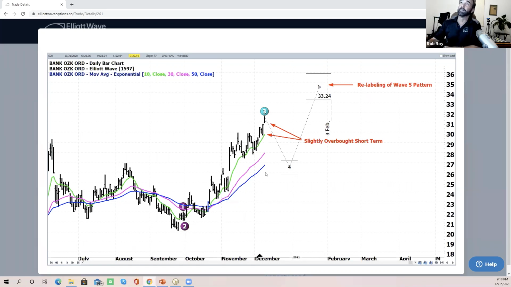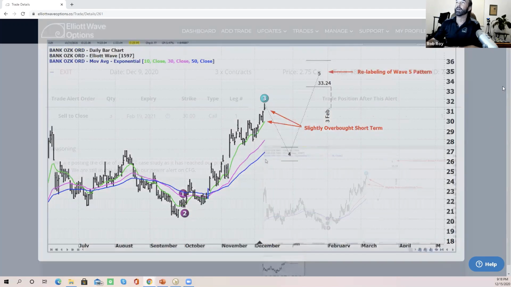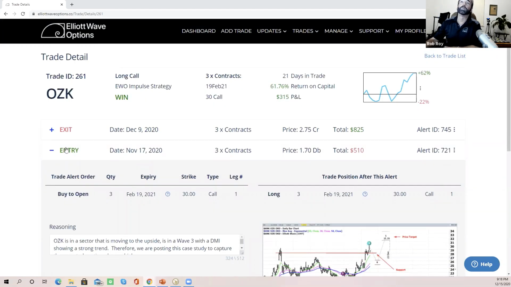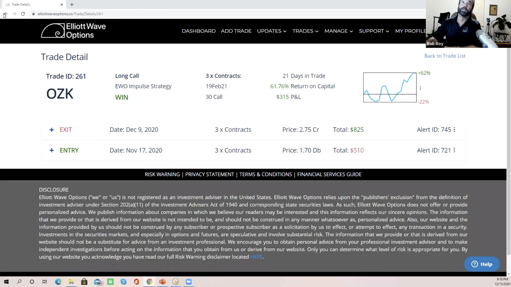You could look at this and say, but the 5 moved. So I'm going to stay in there a little bit longer, and that might work out. But how long is it going to take to get there? Are you going to get the wave 4 correction before we move up to the new higher target? All those things come into the mix. But the bottom line, in my opinion, is we hit our target. That was our original plan. We hit it. Take the trade off. Take the profit, be happy, and move on. And don't look a gift horse in the mouth. So 62% on that one in just 21 days.